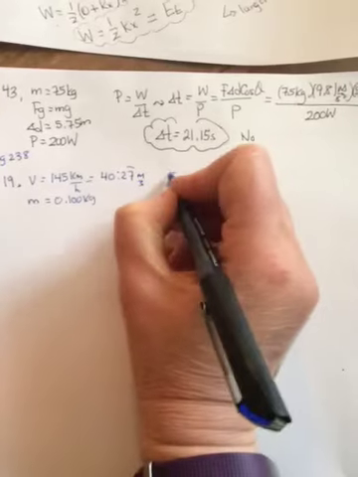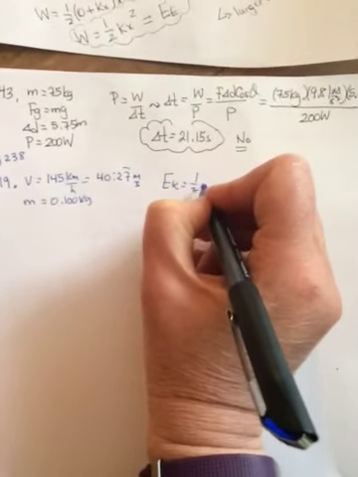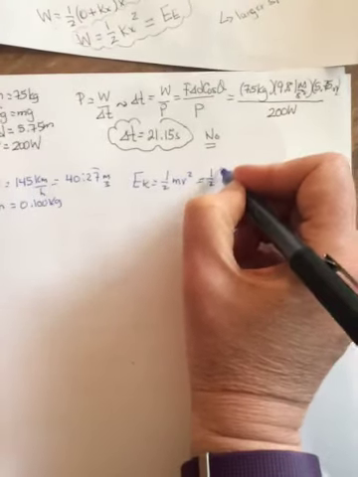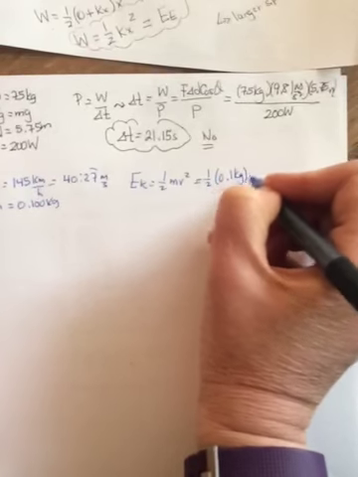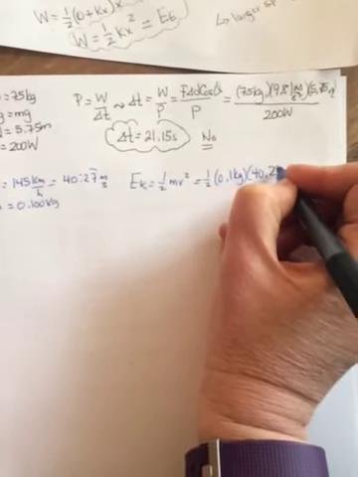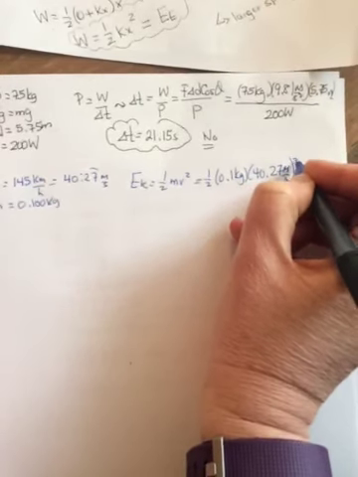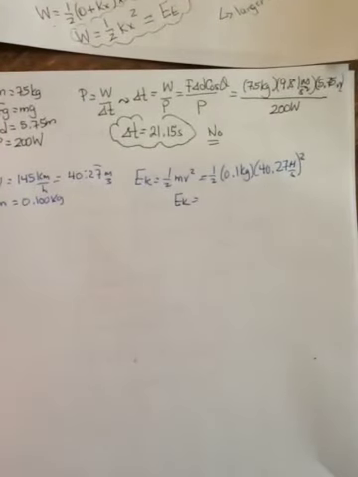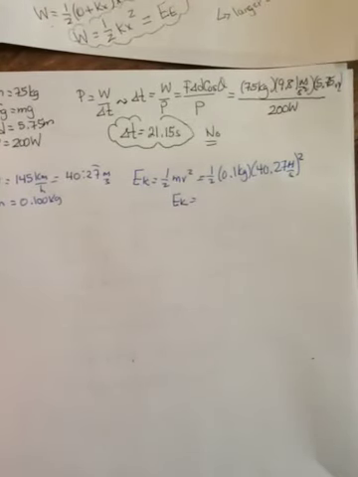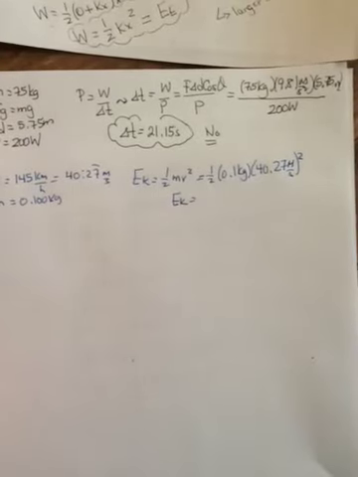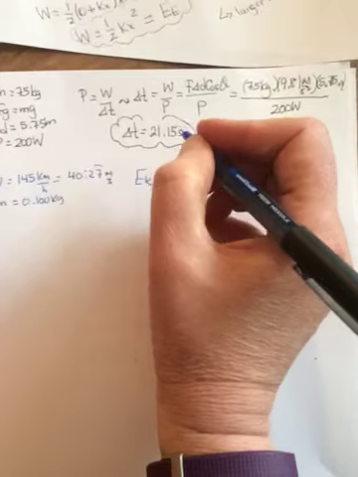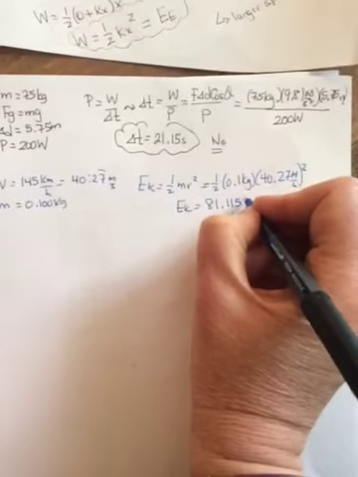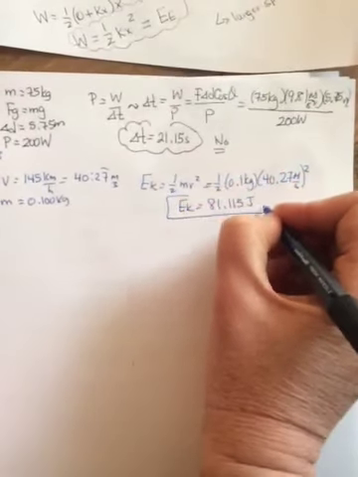meters per second. So kinetic energy, EK, is equal to 1/2 mv squared. So 1/2 times 0.1 kilograms times the 40.27 meters per second, and just that gets squared, just the 40.27. So square it, multiply it by 0.5, multiply it by 0.1, and you should get 81.115, rounding a little, 81.115 joules. Okay.